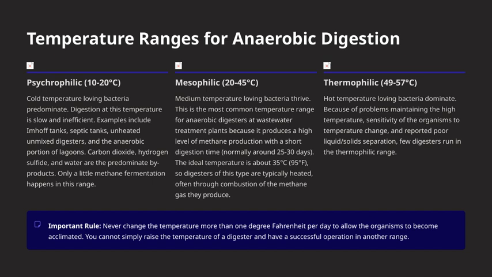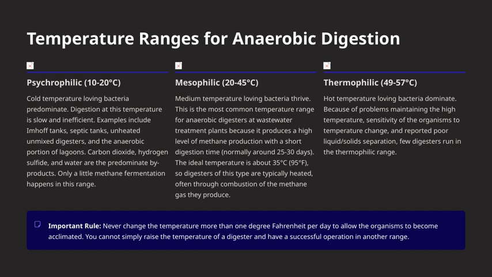Now, the thermophilic range, which is from 49 to 57 degrees Celsius, hosts heat-loving bacteria. These organisms prefer hotter conditions, but operating in this range is more challenging. Maintaining such high temperatures can be tricky, and the organisms are quite sensitive to temperature fluctuations. Plus, there have been reports of poor liquid and solid separation at these temperatures. Because of these issues, few digesters are operated in the thermophilic range.